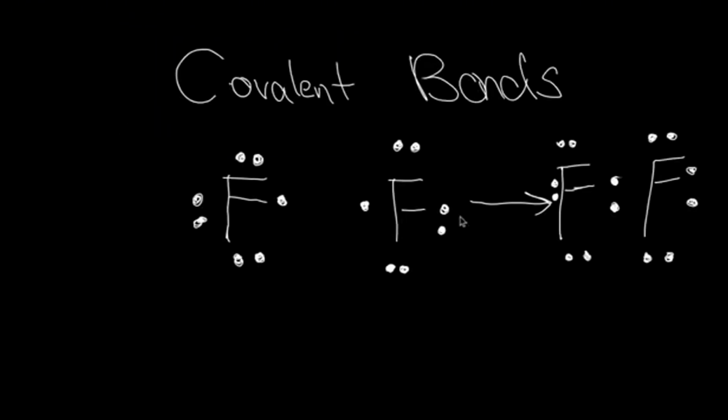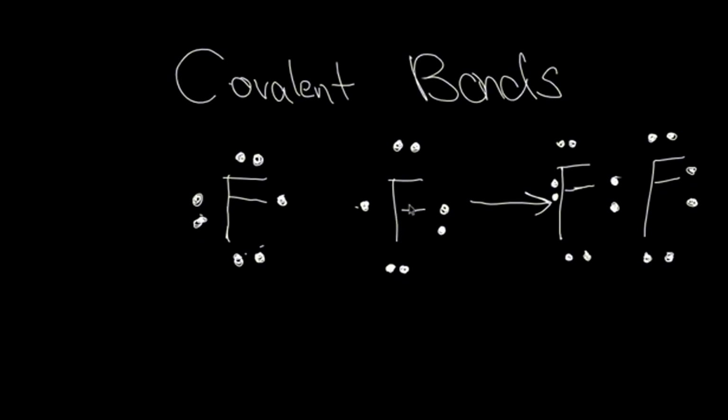Second, we have covalent bonds. These bonds are a sharing of electrons. They don't completely transfer like sodium and chlorine did. They share. Polar covalent bonds, so fluorine here has 1, 2, 3, 4, 5, 6, 7 valence electrons. Fluorine also has 7 valence electrons. These two are covalent bonds.